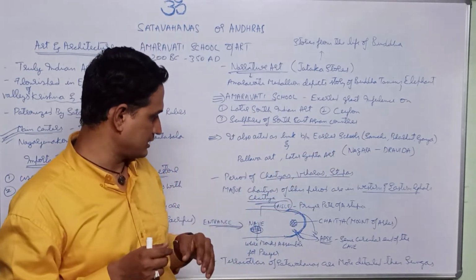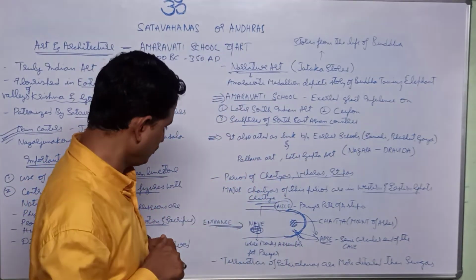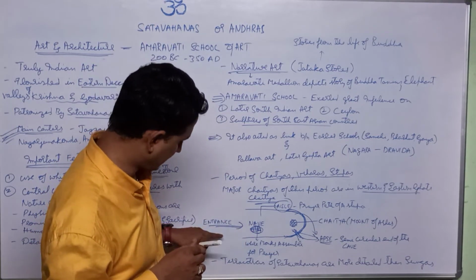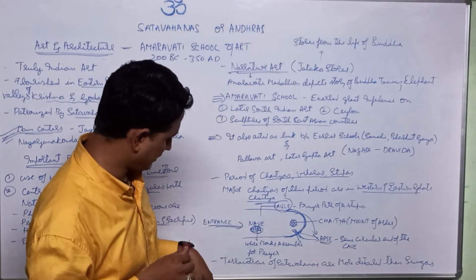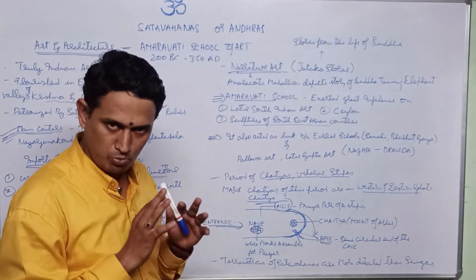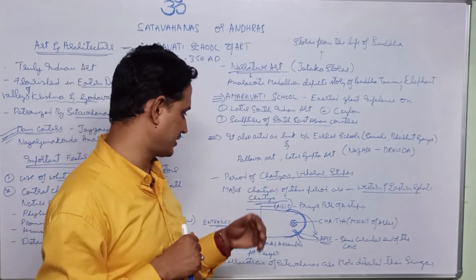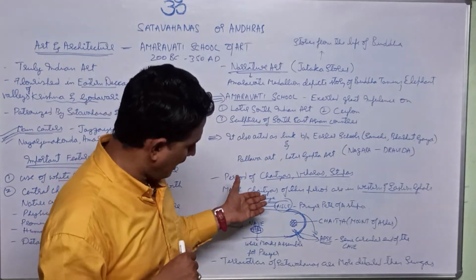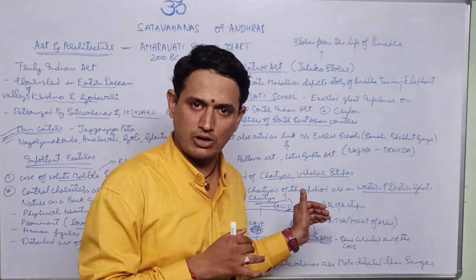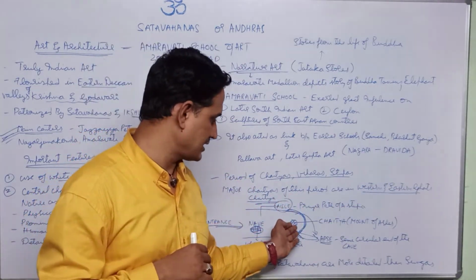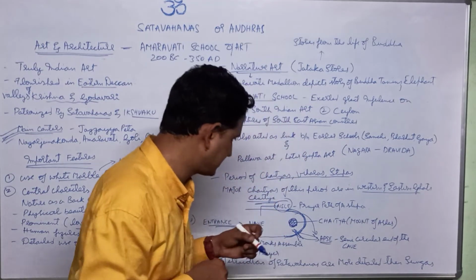Now we talk about the structure of the Chaitya. This is the entrance. The entrance region we call the Nave. The Nave is a place where the monks assemble for prayer. And this is what we call the prayer path. And the Chaitya is at the center.